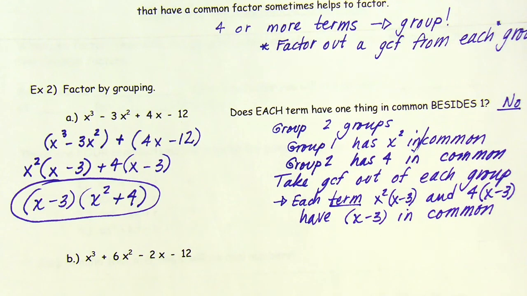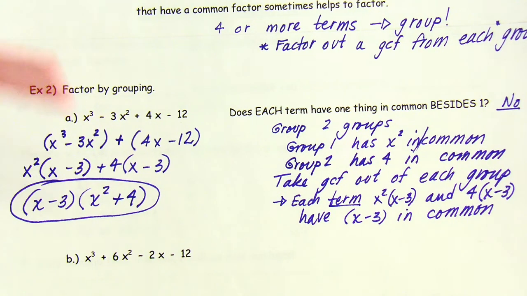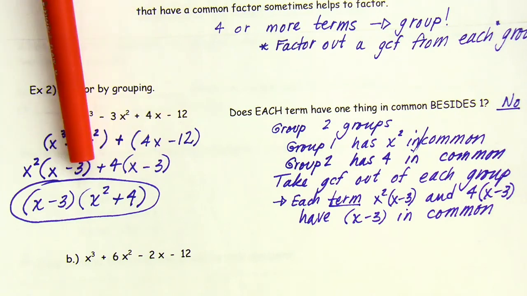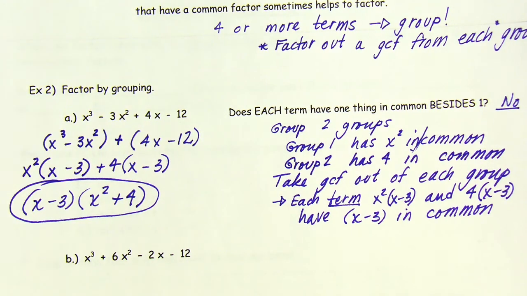Okay, so again, if you have 4 or more terms, you're looking for 2 groups of 2 that have something in common so that you can take the GCF out of each thing in common. And if you're doing it correctly, the thing inside the parentheses should be the same. And you're going to factor that out one time, and you put in the parentheses what remains, the x squared plus 4.